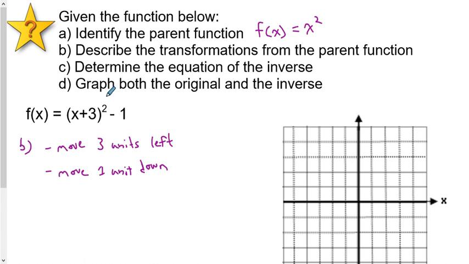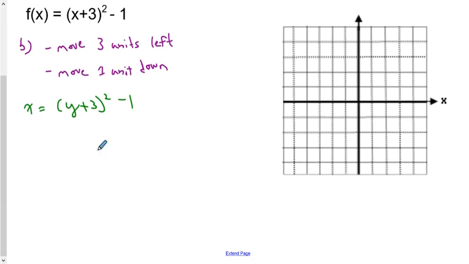Now C, determine the equation of the inverse. Let's change pen colors so we got this nice and organized. I'm going to switch my values. So I'm going to say x is going to go here. We're going to have y plus 3 squared minus 1. Now we need to rearrange to get y all by itself. That's a little tricky. Let's start by adding 1 to both sides. So we'll have x plus 1 equals y plus 3 squared.